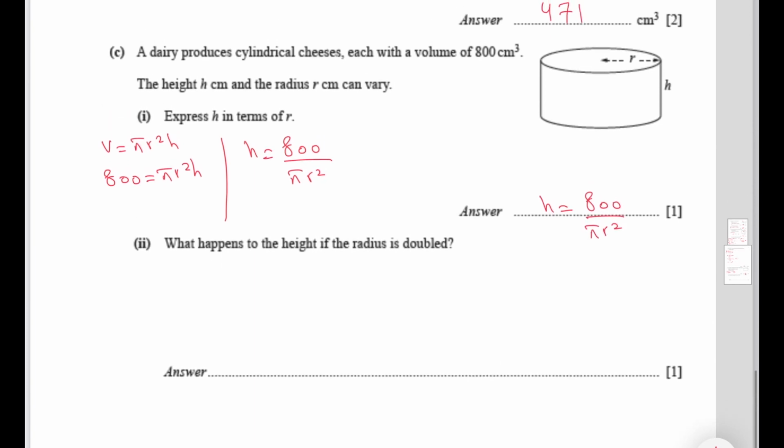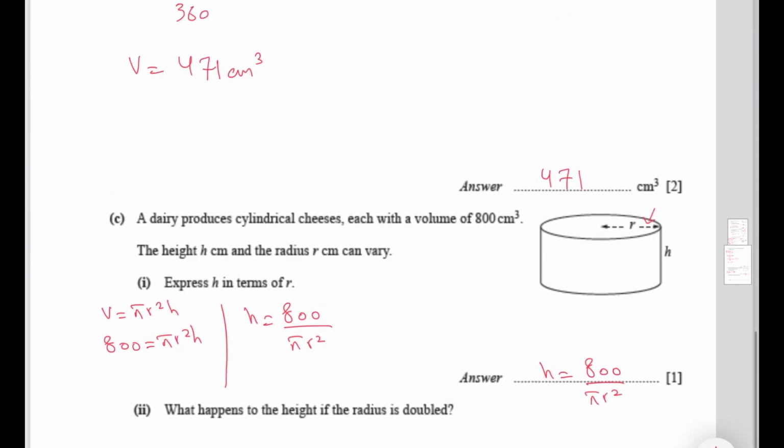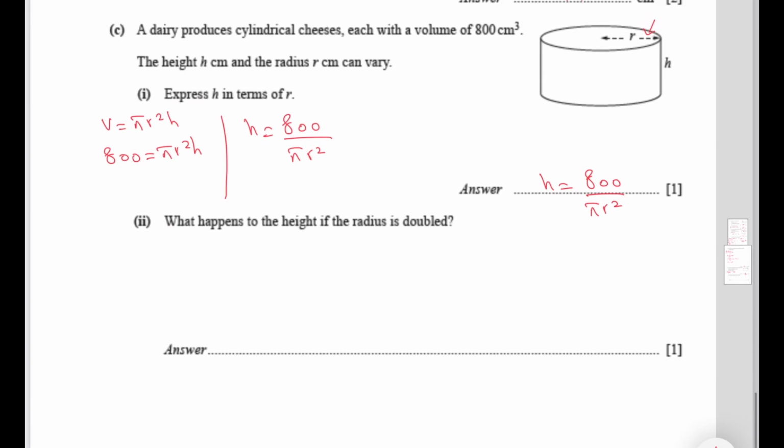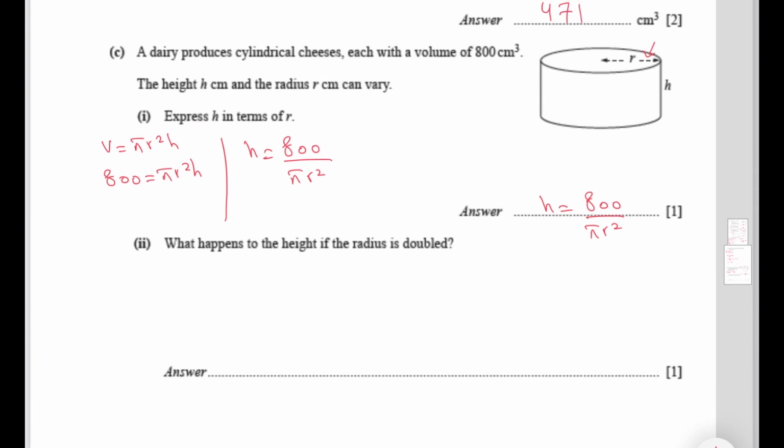The last part says what happens to the height if the radius is doubled. So that means if this radius is doubled, the height would be divided by 4. Of course, because according to this formula over here, if you double the radius, the height gets divided by 4. So you write it over here. The height gets divided by 4. And we're done with the question.